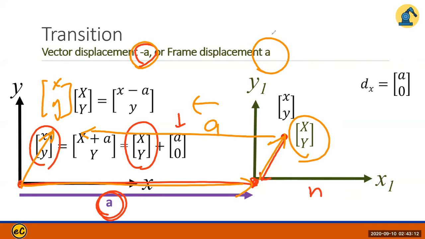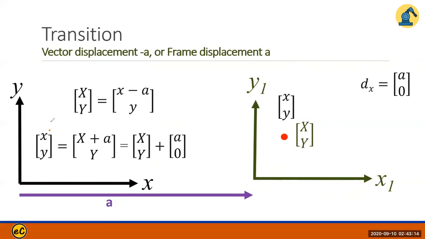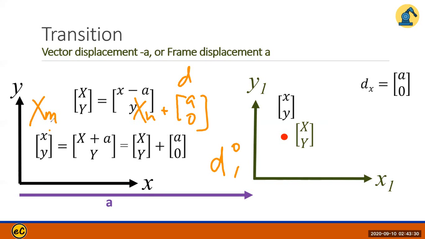Anyway, your older frame coordinates x in m will be represented by your x in n plus the a, 0. This one is a displacement vector. So we can write the displacement vector of frame 1 with respect to frame 0 as a, 0, something like that.